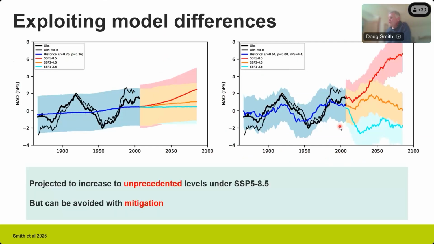But when we apply this constraint now, we get very different future projections, such that in the high greenhouse gas concentration scenario, SSP 585, the projection now is for unprecedented values of the multi-decadal NAO. And you can really see the impact of mitigation now. In SSP 245, mitigation starts to kick in around about 2030 or so, and you can see the decrease in the NAO that arrives then. And in SSP 126, mitigation is much earlier, and you can see the impact of that.